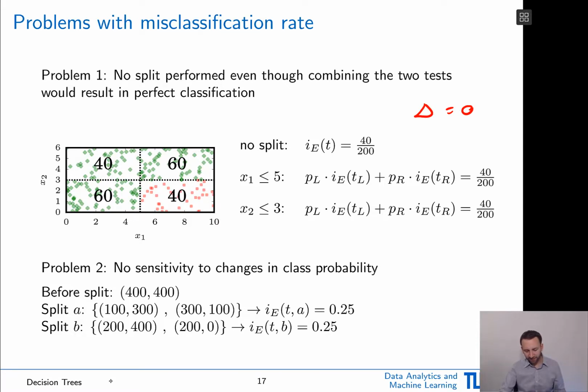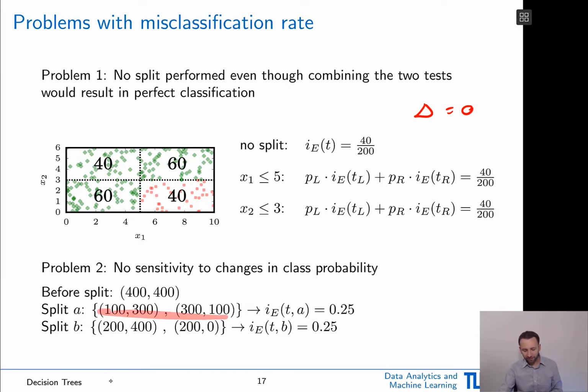And the second issue is somehow related: we don't see a change in the corresponding class probabilities. What does it mean? Let's say, a different example, before the split we have a scenario of 50-50. 50% green, 50% red, so 400 green, 400 red. And now we split in one case in 100. So in this way, as you see it here on the slide, right?